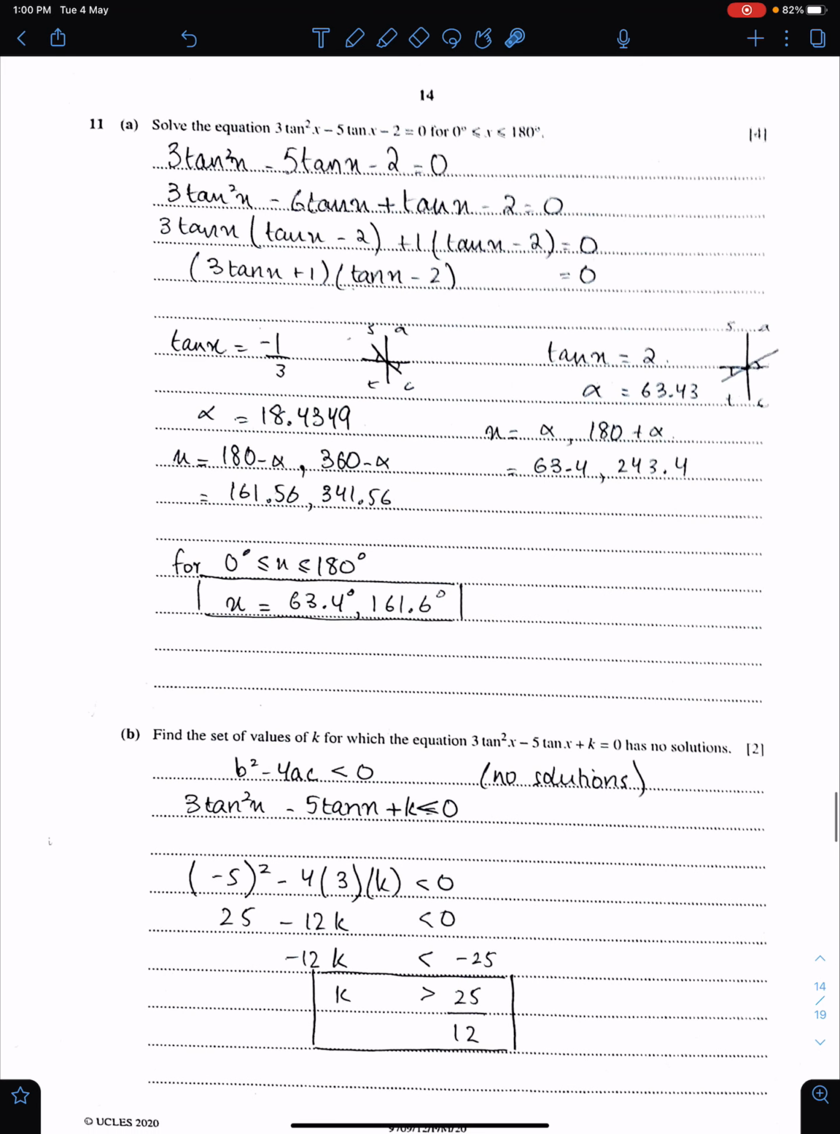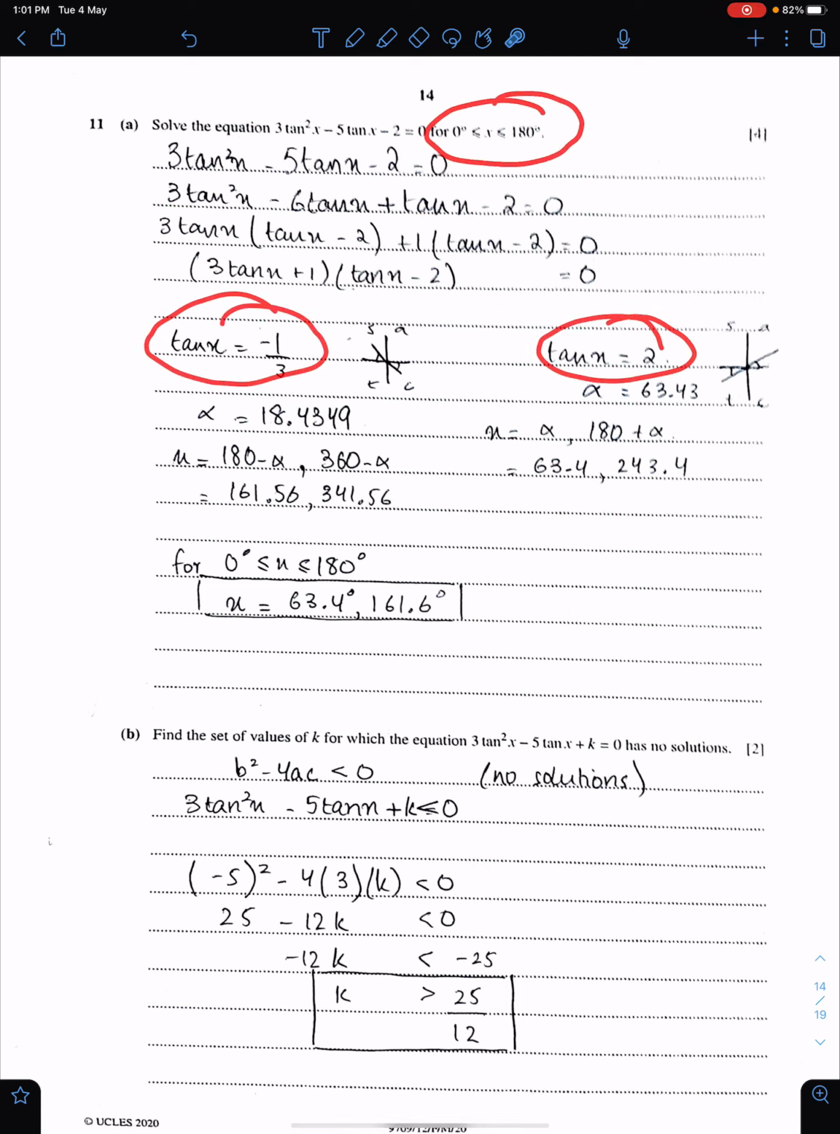Next question. Solve the equation 3 tan squared x minus 5 tan x minus 2 equals 0 for this domain. When you solve this equation, you will get this form. This is the factorized form of this equation. You just need to break the middle term. So we have two values of tan: minus 1 upon 3 and 2.